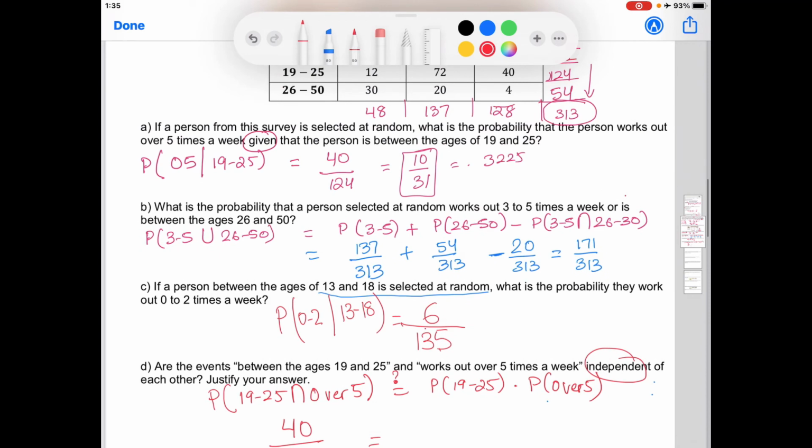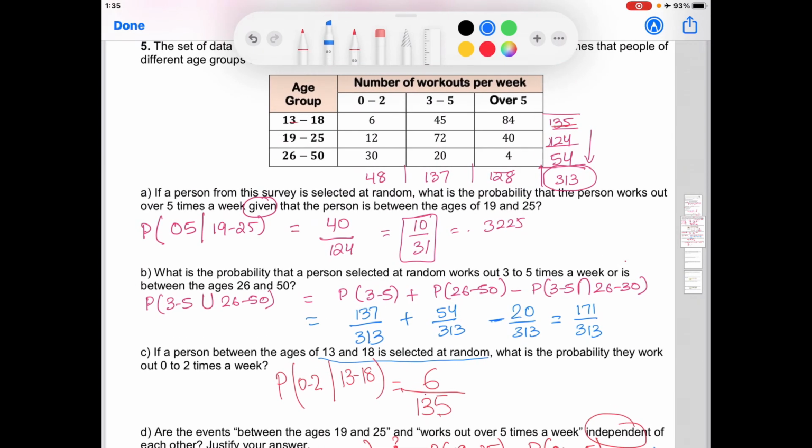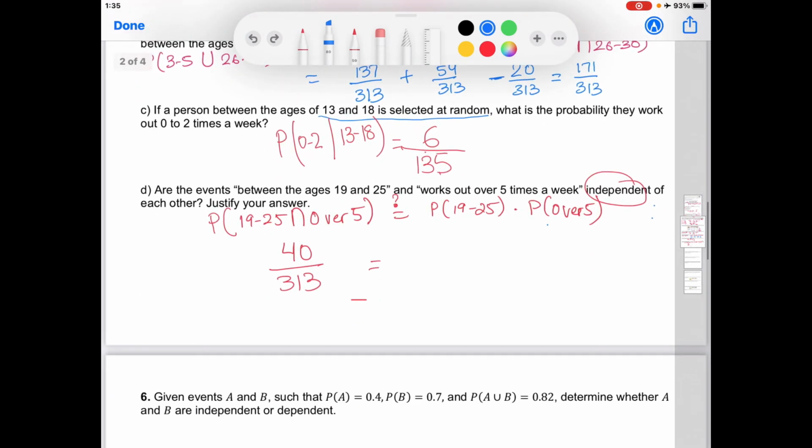What's the probability of 19 through 25? All of 19 through 25. How many are there? 124 out of 313. And same thing, probability of over 5. How many people, total people work out over 5 times a week? It is 128 out of 313. If you put that in the calculator, you get this 40.